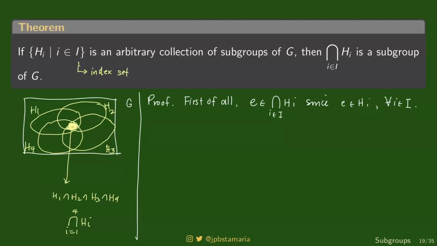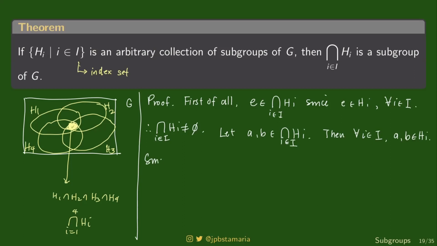Okay, since E is in HI for all I, then E is in the intersection. So therefore, we can be sure that this intersection cannot be empty. Now, I can now use the one-step subgroup test. Let me pick two elements A and B in the intersection. This is how we perform the one-step subgroup test. Now, A and B being in the intersection, that means for all I, A and B are in HI. Yun lang naman ang sabihin nun.